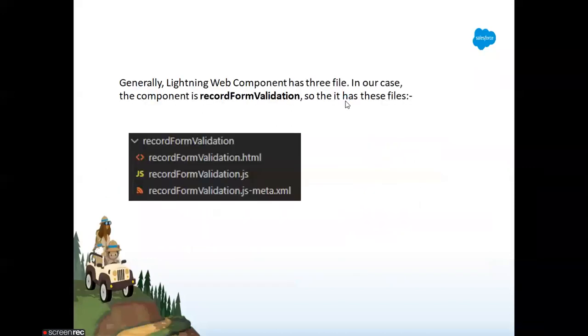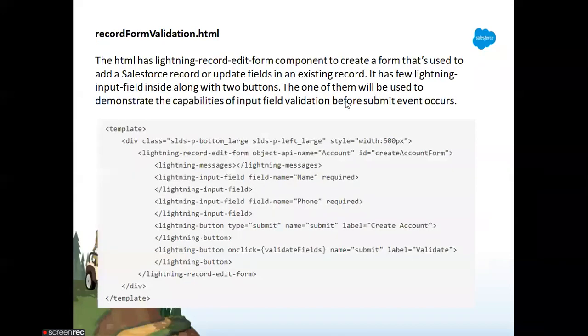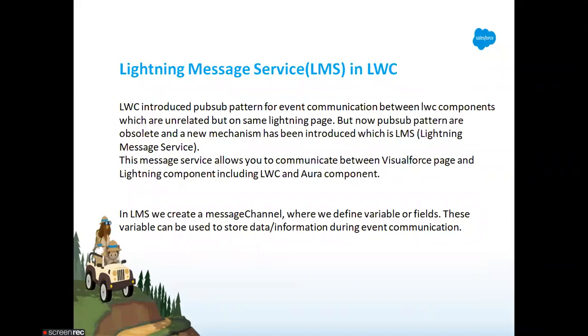Now moving forward, now we talk about Lightning Message Service, right? That is LMS. Now, Lightning Web Component introduced the PubSub pattern that we already covered in the last session for event communication between LWC components, right? Which are unrelated, but on the same Lightning page, right? But now the PubSub pattern is obsolete, and a new mechanism has been introduced, which is LMS, that is Lightning Message Service, right?